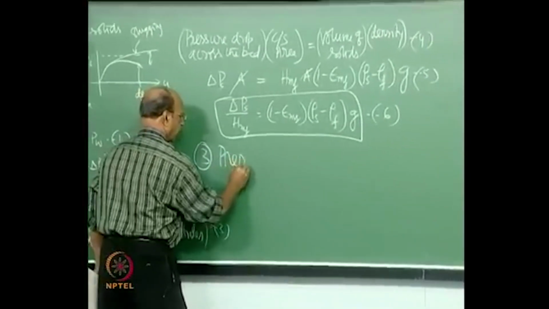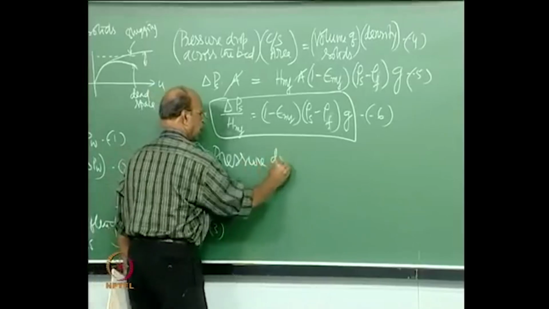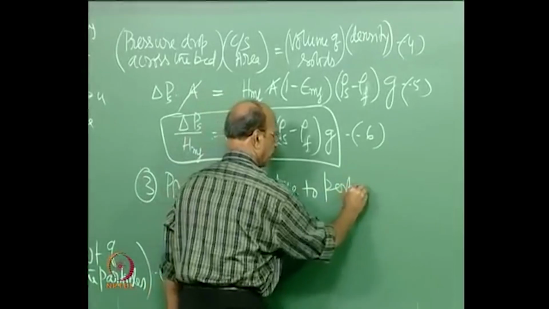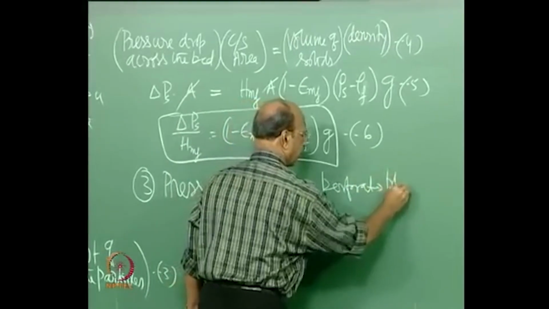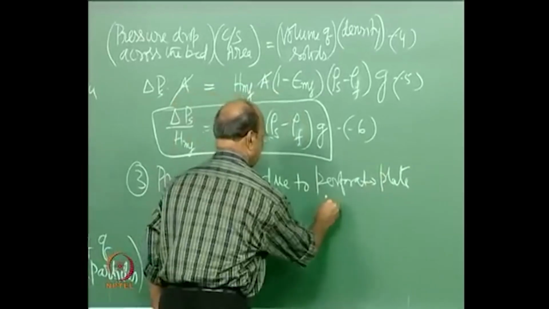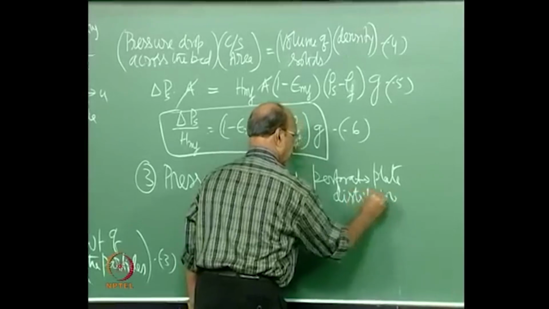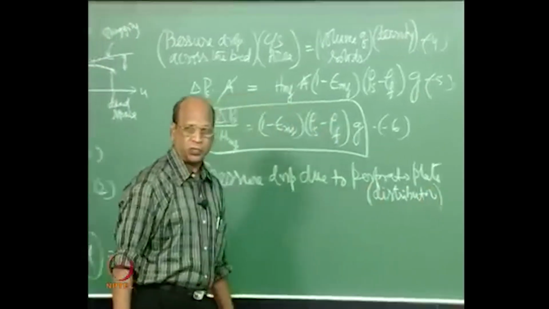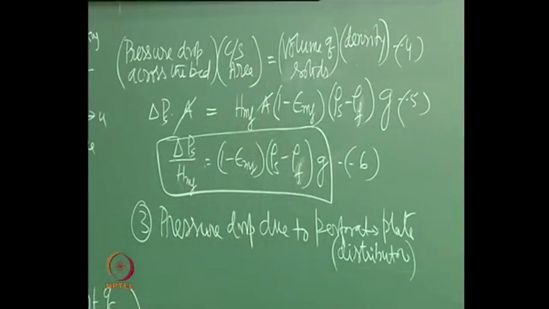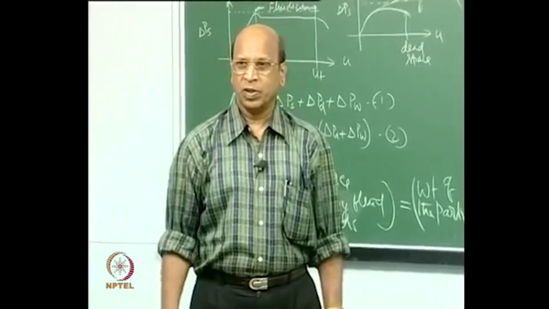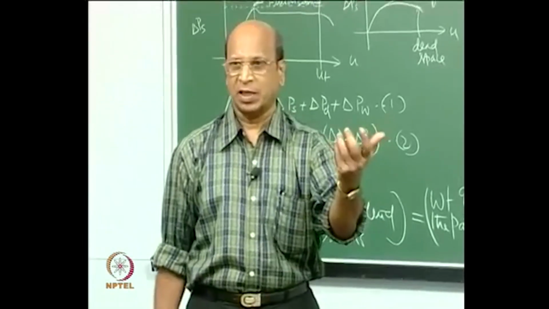3. Pressure drop due to perforated plate or distributor. Of course, if you go deeper and deeper, there will be a lot of discussion about the distributor itself, because that is the starting point for any fluidization, and also solid particles. That is why solid particles have been categorized into Geldart's A, B, C, D groups. Then at least we will have an idea what kind of fluidization we may expect.